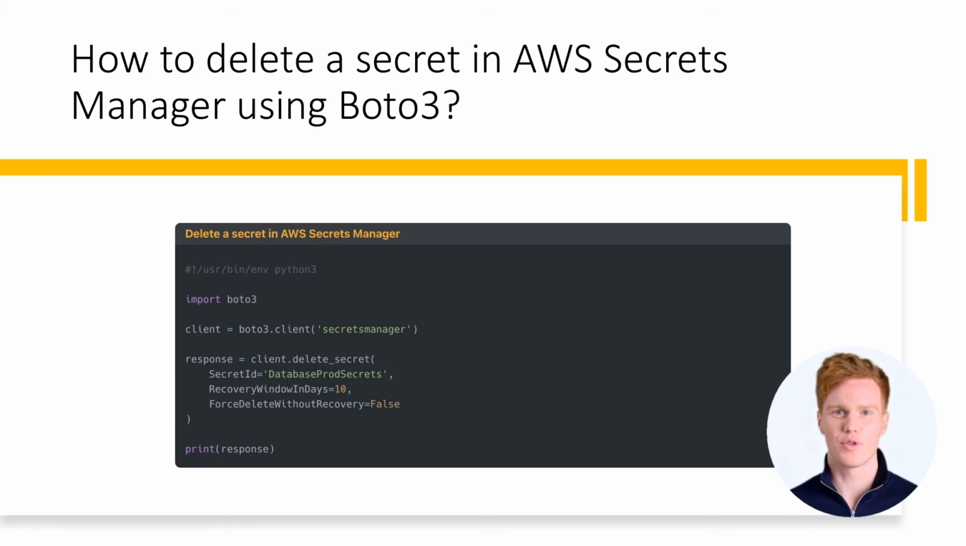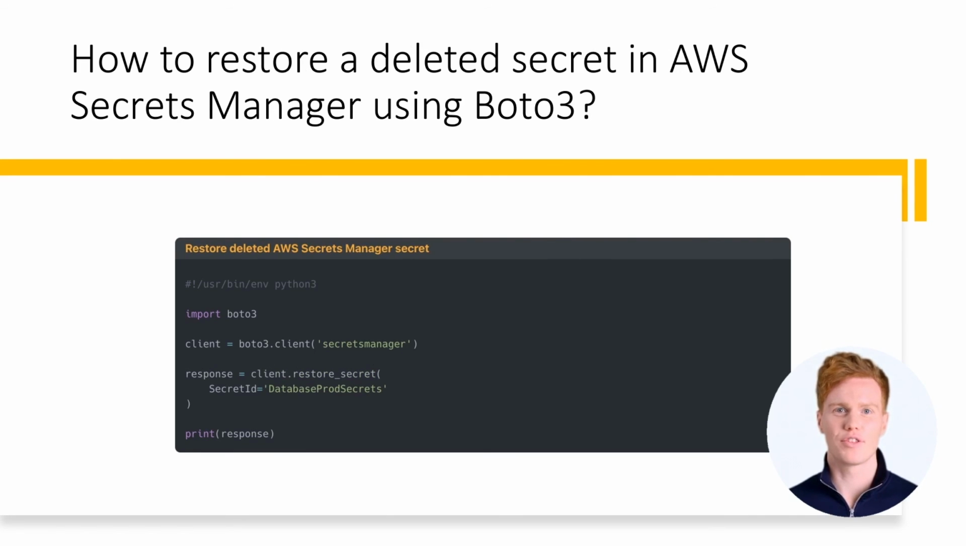You can use the restore_secret method of the Boto3 client at any moment before the expiration of the recovery window time to cancel the deletion of the secret. To restore a deleted secret during the recovery window, you can use the restore_secret method of the Secrets Manager client. That's all we wanted to cover in this video.